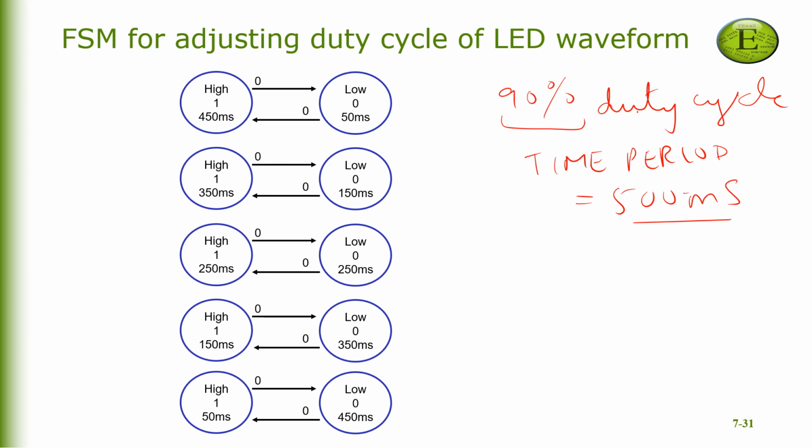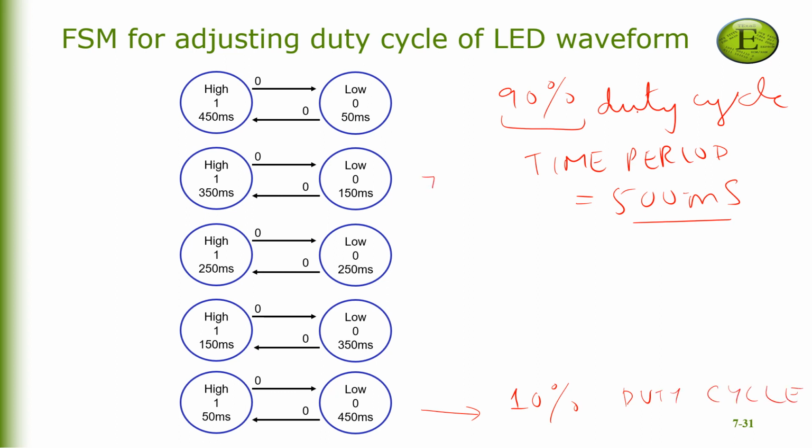Nevertheless, these two states are only applicable for the 90% duty cycle. But what if we wish to go from 90 to 10% duty cycle, or let's say some other 70? So we had defined 90%, then there was this 10%. So in 10%, the LED in the on state waits for 50 milliseconds and then goes to the off state, remains in that state for 450 milliseconds. So the last pair of states corresponds to 10% duty cycle.